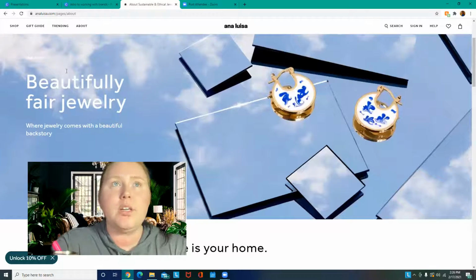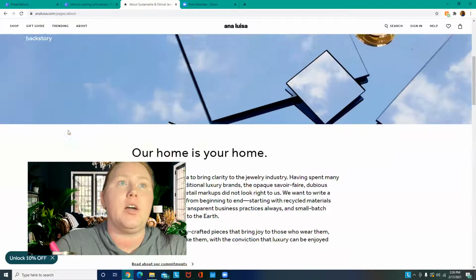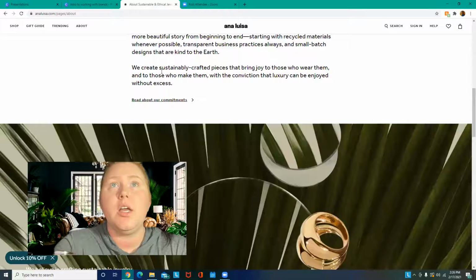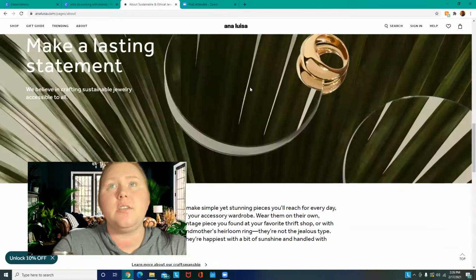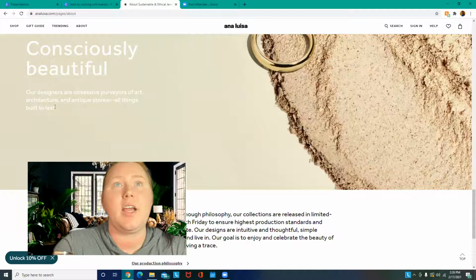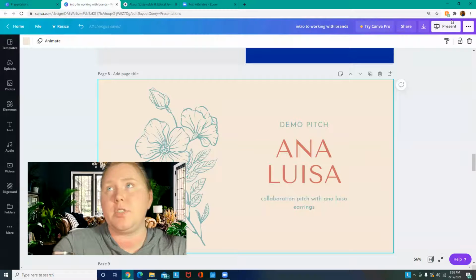So beautiful jewelry. They used to work for a traditional luxury brand, sustainably crafted. They have this neutral earthy tone aesthetic. Okay, we get it. Let's go back to presenting.